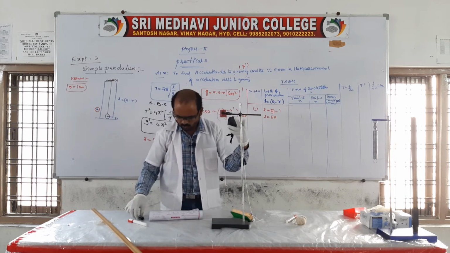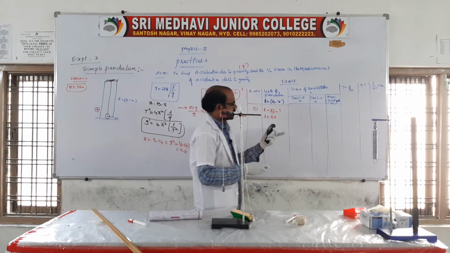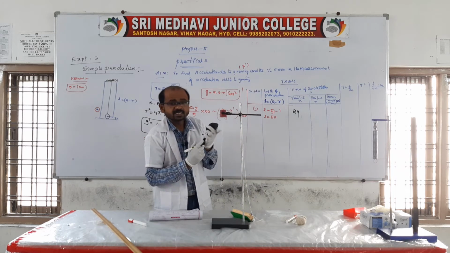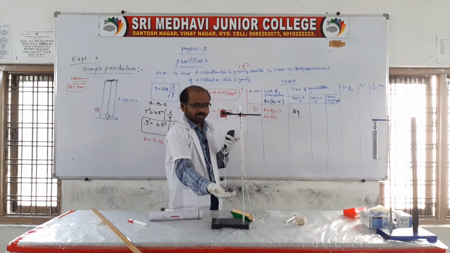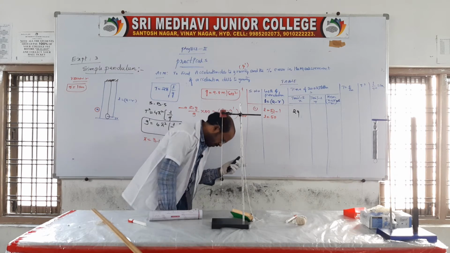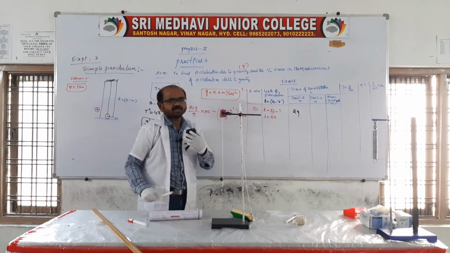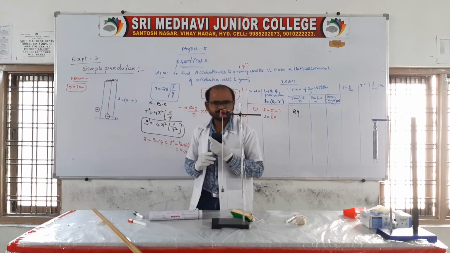That time we need to note down for the first trial. Here the time is showing 29 seconds for 20 oscillations. The length of the pendulum, we are taking as 50 centimeters. This is the first reading.